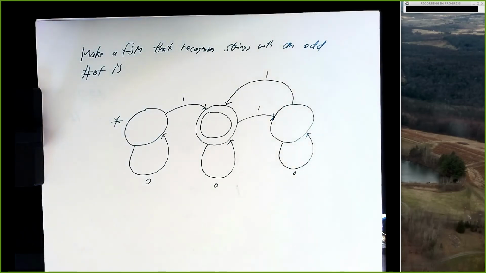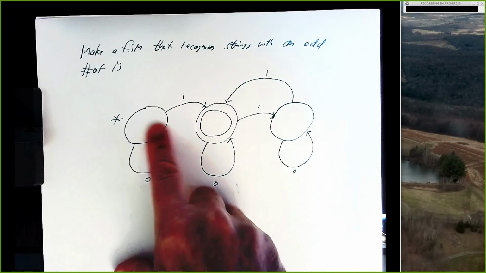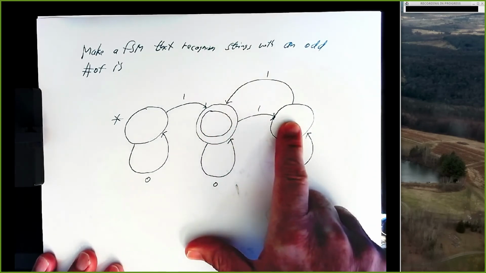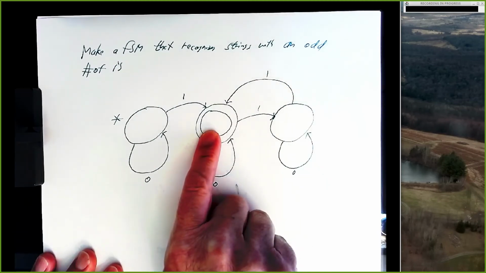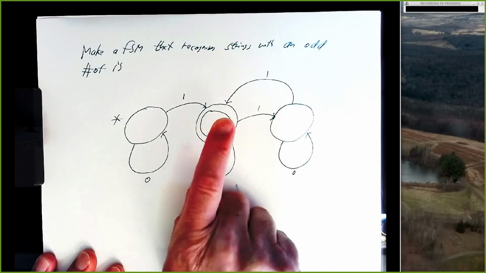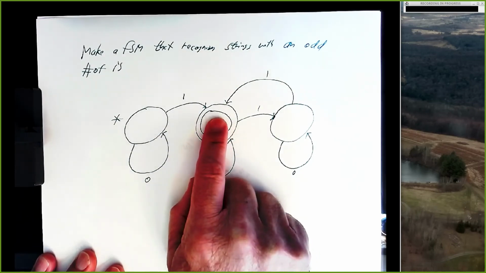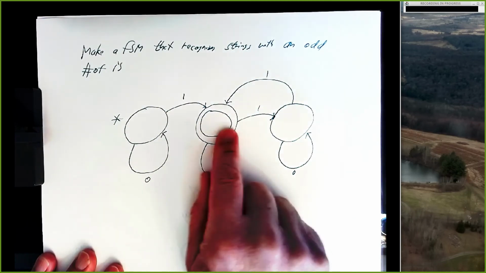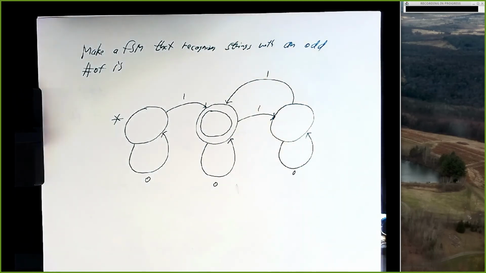So what does this machine do? You can get a bunch of zeros, you're unrecognized. You get a single one, you're recognized. If you get a second one, you're not. If you get a third, you are. If you get a fourth, you're not. If you get a fifth, you are. So anytime you have an odd number of ones, you're going to be in this state. And whatever state you're in, if you get zeros, it doesn't change your state.